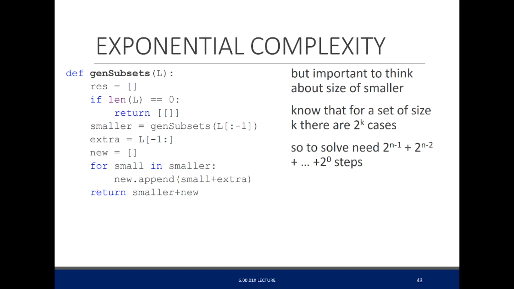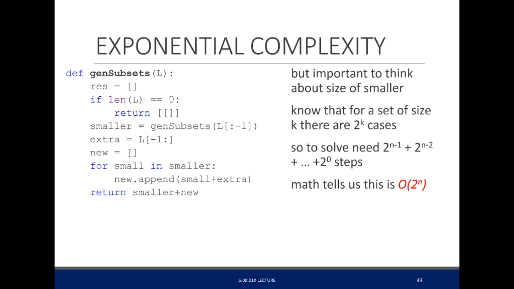Now what does that say? It says to solve this case, if I've got n elements in my largest set, I need to solve a problem of size 2 to the n minus 1, all the subsets with n minus 1 elements. I need to solve a problem with 2 to the n minus 2, a problem with 2 to the n minus 3, all the way down to 2 to the 0 or 1 case. And from mathematics, we know that that is, in fact, 2 to the n. And therefore, this is a problem that is exponential. The base is 2, but it grows as 2 to the n.